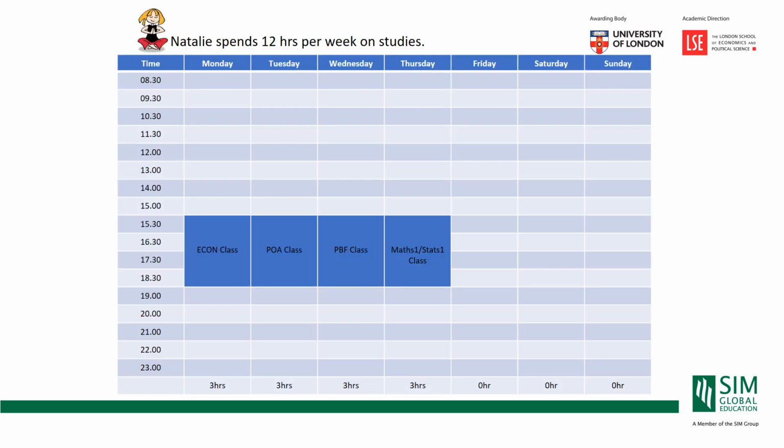Here I will show two students as an example to illustrate how to set your plan. This is a weekly plan for Natalie. Natalie spread her classes evenly from Monday to Thursday. Notice that all her classes are in the afternoon, 3:30 to 6:30.